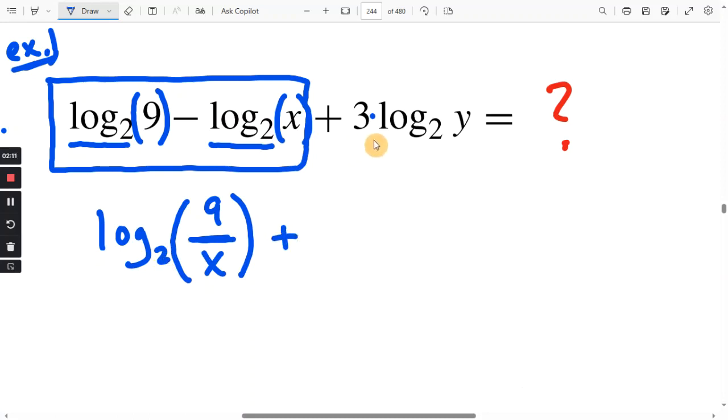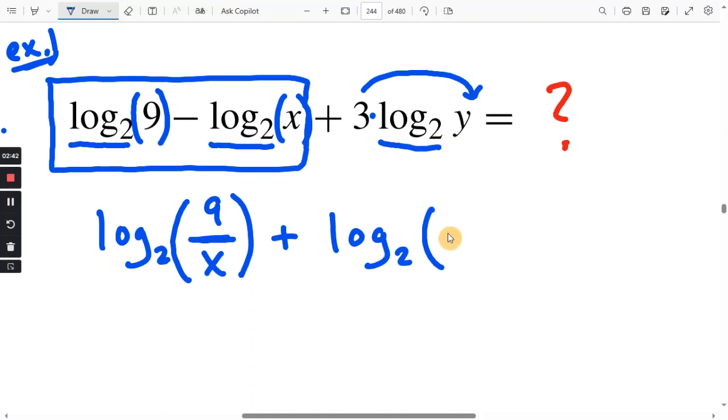And remember, we want this 3 to be gone. We want to get rid of this 3 so there's no coefficient in front of the log. Remember, you can take the exponent and move it out front. You can also go the other way, take the number out front and move it to the exponent right here. So this 3 is going to be the exponent on the y. So you keep the plus sign and you keep the log base 2. And the argument on that log base 2 is going to be y to the power of 3. And now we're in business.